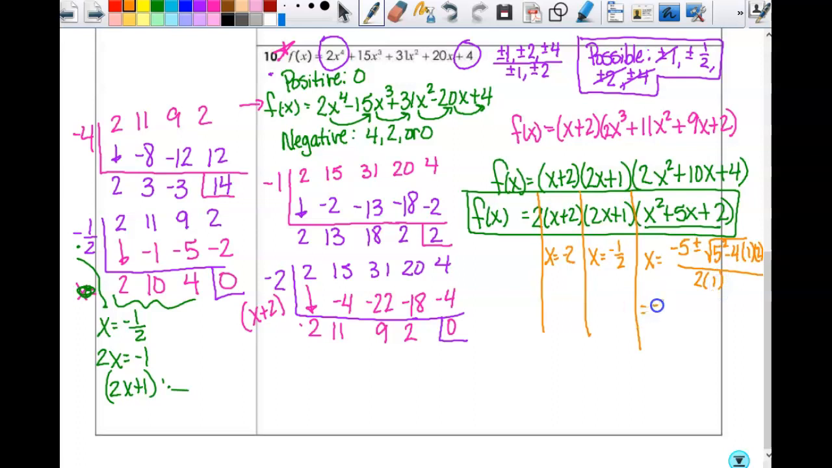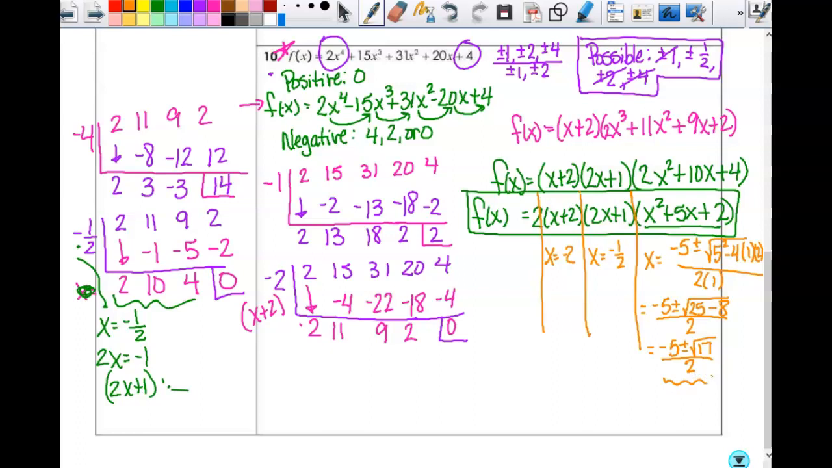So that's equal to negative 5 plus or minus the square root. 5 squared is 25. These numbers you can barely read over here would give me a negative 8, all over 2. So 25 minus 8 is 17. So this equals negative 5 plus or minus the square root of 17 over 2. All right, so 17 is a prime number, which means that I cannot simplify that at all, so that is one of my zeros.